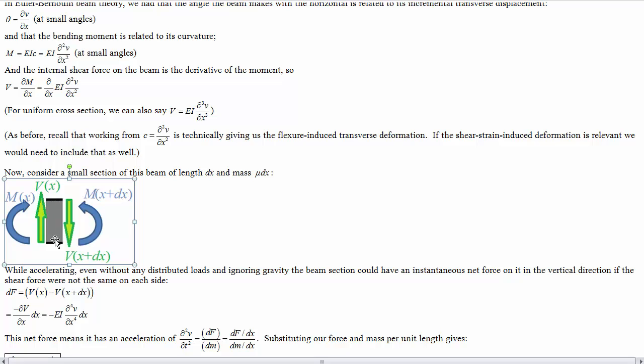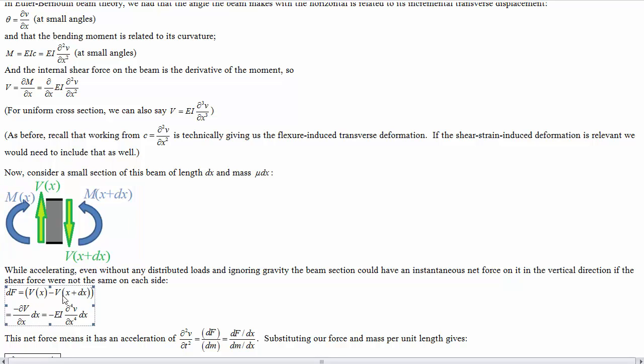Suppose we take some little slice of a beam, and we've got the internal shear force on each side of it, which we'll say is a function of x, and the moment on each side of it. Then the net force on this would be the shear force up minus the shear force down. We can write the shear force at x plus dx as the shear force at x plus the rate of change of v with respect to x times dx.